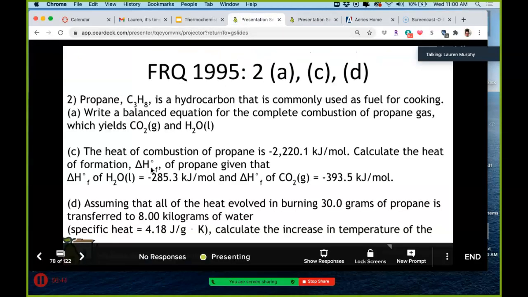All right, the next question says, the heat of combustion of propane is this number. So this is delta H of combustion. Calculate the enthalpy of formation or heat of formation of propane, and then they give you a couple other enthalpies of formation. So this is just like the last problem.